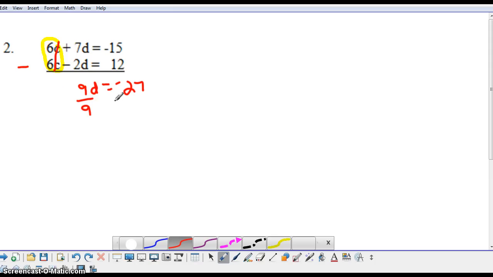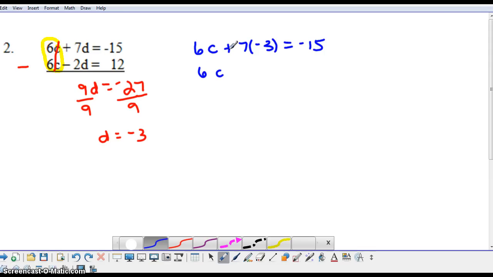Dividing by 9 would give us d is equal to negative 3. But once again, we're not done. We need to go back and substitute the negative 3 in place of d. I'm going to use the first equation. So we'd have 6c plus 7 times what we just found for d, which is negative 3, equals negative 15.